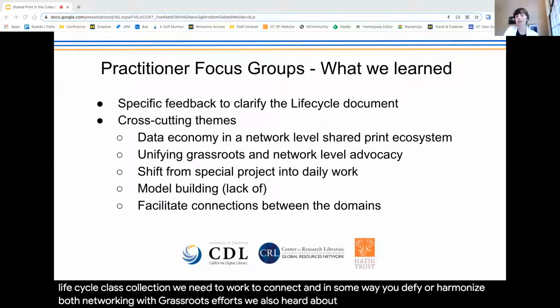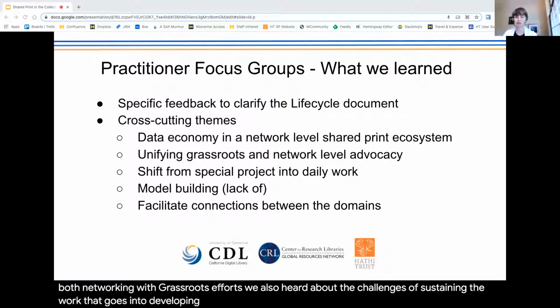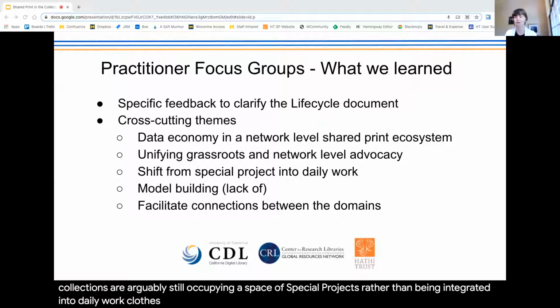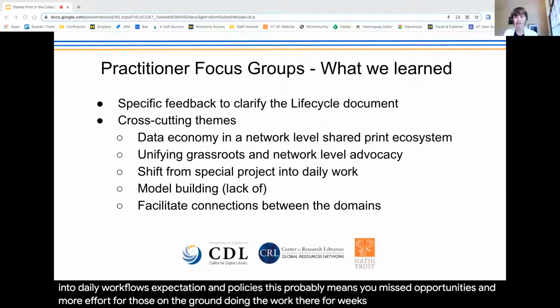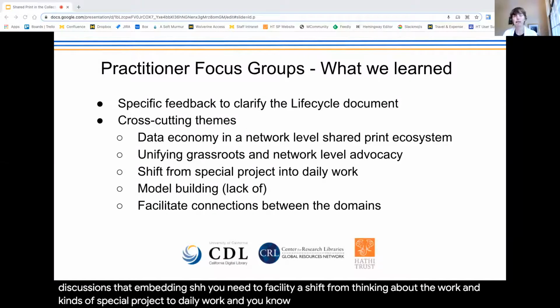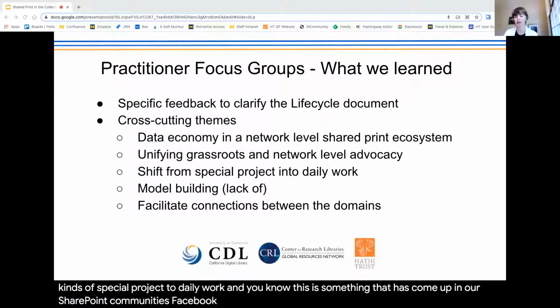We also heard about the challenges of sustaining the work that goes into developing and managing shared collections. Shared print and collective collections are arguably still occupying a space of special projects rather than being integrated into daily workflows, expectations, and policies. This probably means missed opportunities and more effort for those on the ground doing the work. Therefore, we took as a theme from focus group discussions that embedding shared print into the life cycle of collections needs to facilitate a shift from thinking about the work in terms of special project to daily work. And this is something that has come up in our shared print community space before. So we can continue to think through this together.